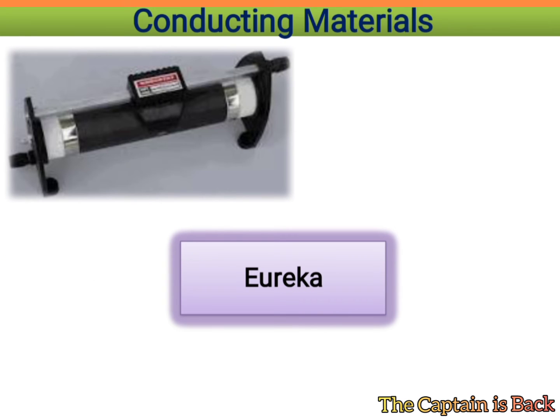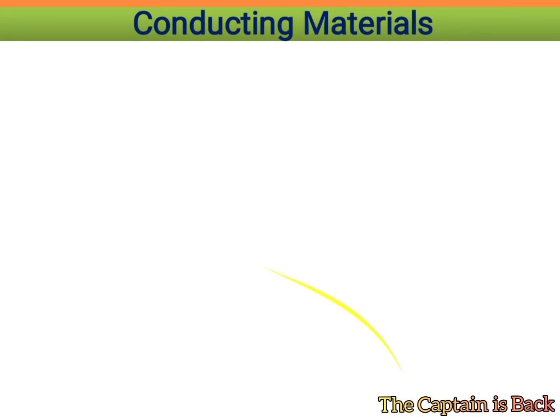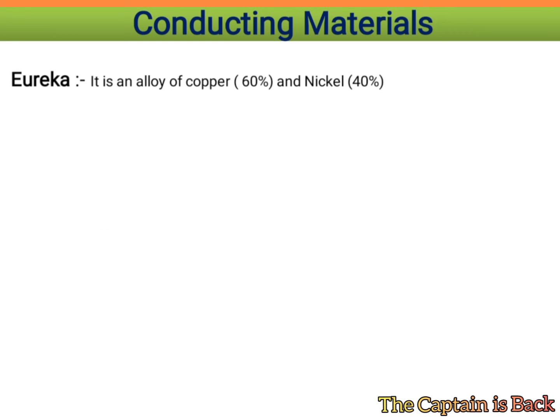We have Eureka. We can see in the picture the diagram of a rheostat, which is also using Eureka. Let's go ahead. Eureka is an alloy of copper 60% and nickel 40% combined together to form the alloy called Eureka, a high resistive material.